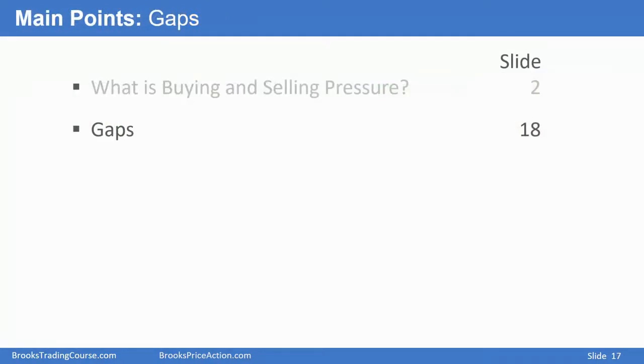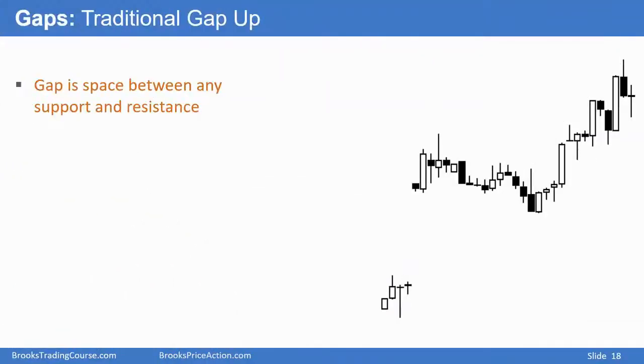I'm going to talk a little bit about gaps. A gap is simply a space between any support and resistance. And here's an obvious gap. A big space between here and there. This becomes support, and this was resistance, and now the market has broken above it. Gap between this low and these highs as well. This area was resistance, the market broke above it, and now it's support. Gap between that low and that high.